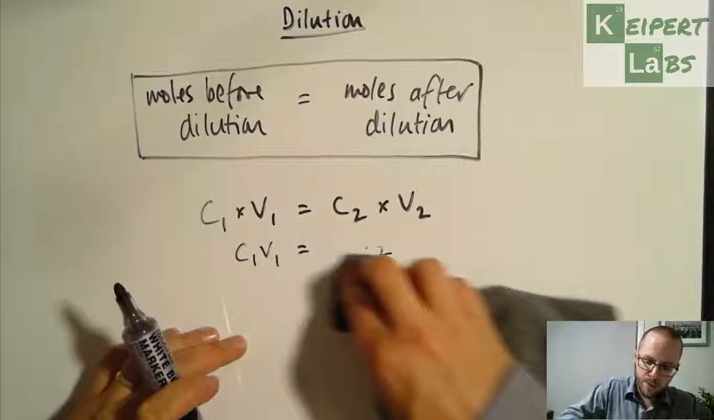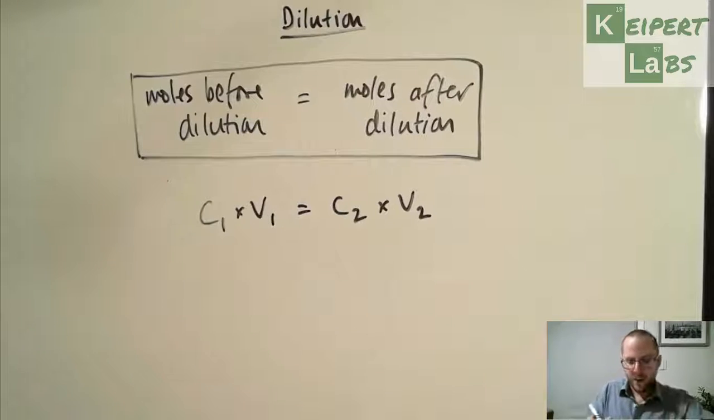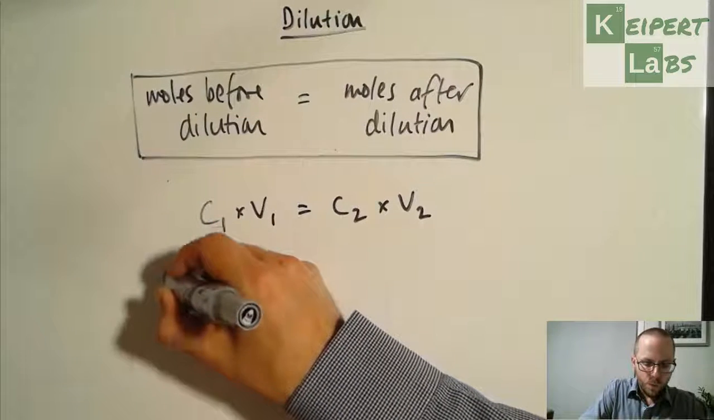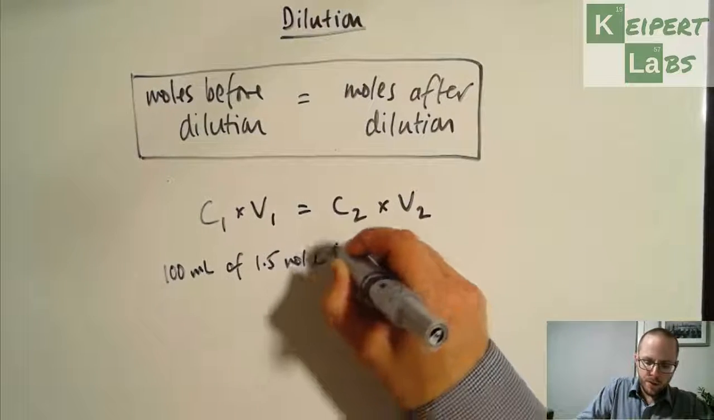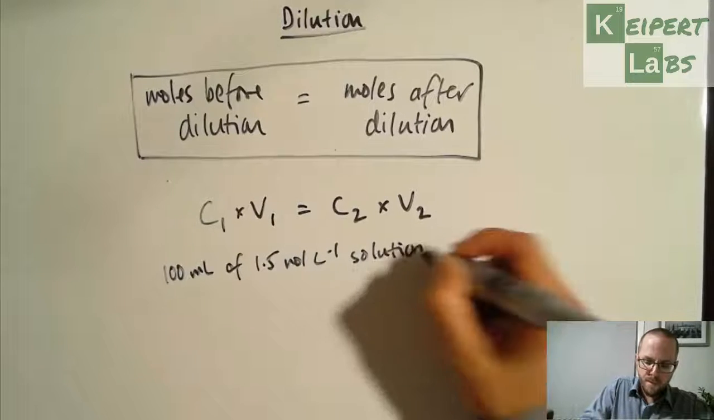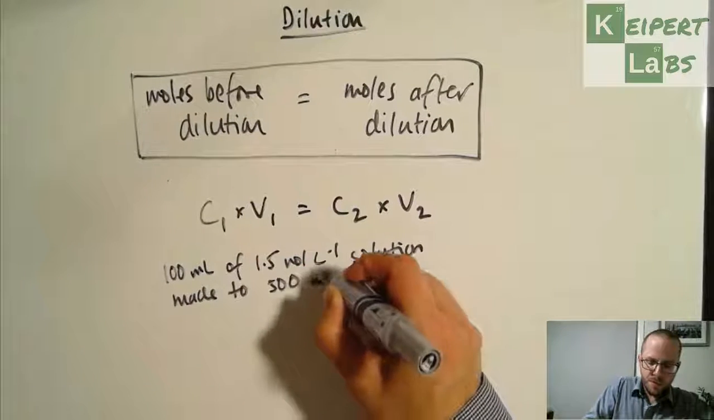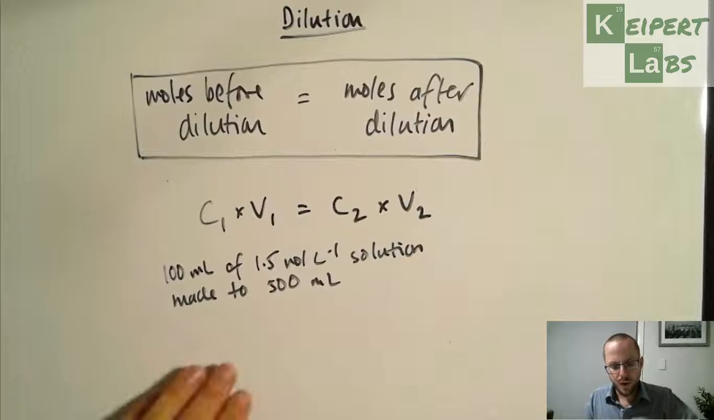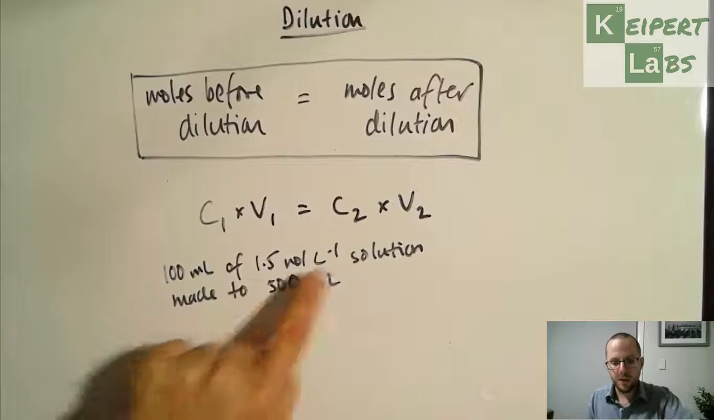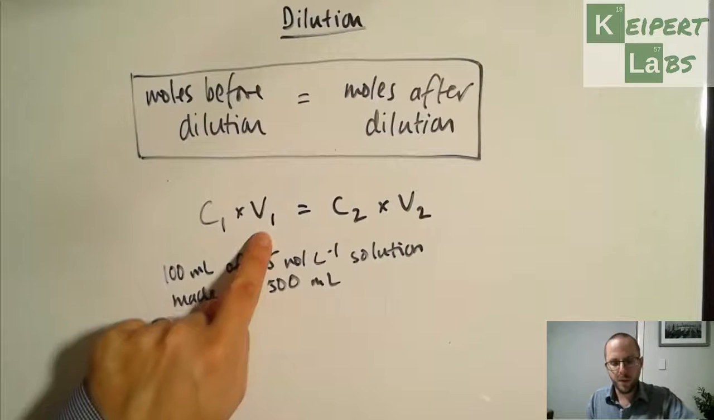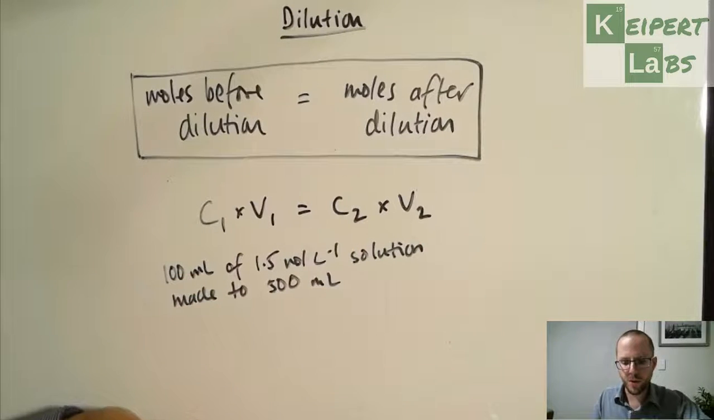Okay, so I'm going to keep this here, and I'm going to do my best to work within the space here. Okay, so we had 100 mils of a 1.5 mole per litre solution made to 500 mils. So we have an original concentration and an original volume, and then a new volume. So we have C1 and V1, and we have a new volume which is V2. So C2 is the thing that we're after. So now we're going to substitute in what we know.